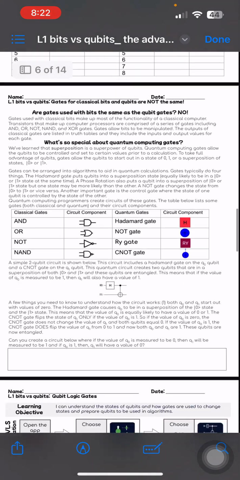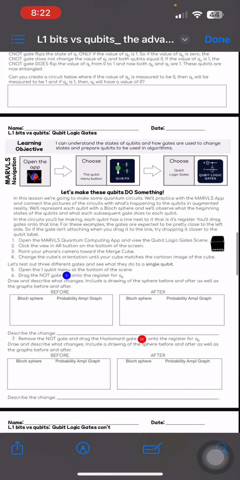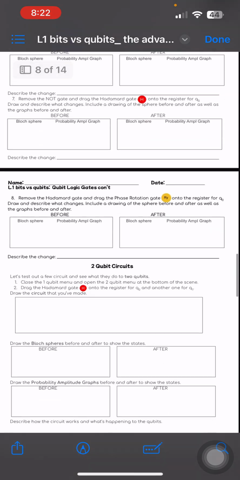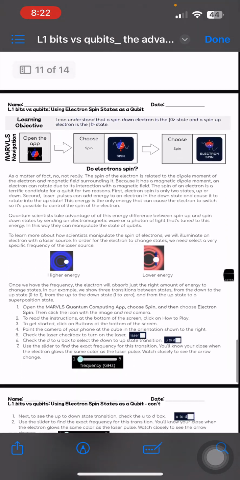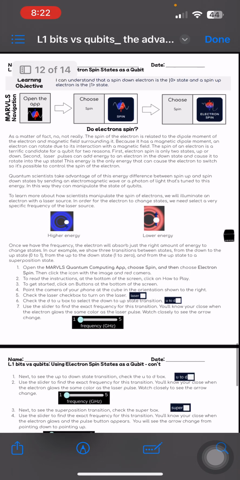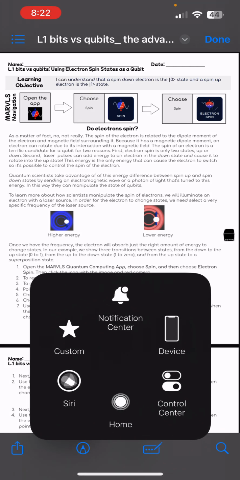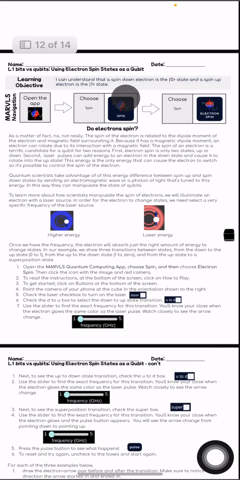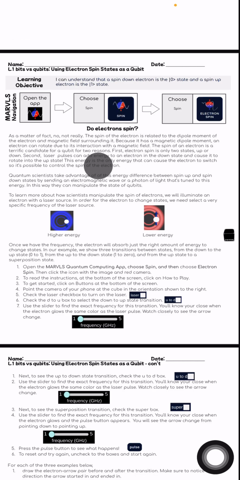And so spin, actually, this was rearranged a little bit, but spin is a little further down. So right here, this is our lesson for spin. You can see the navigation here. And so, do electrons spin? No, they don't really, but they can, because they can have some sort of electromagnetic wave applied to them.